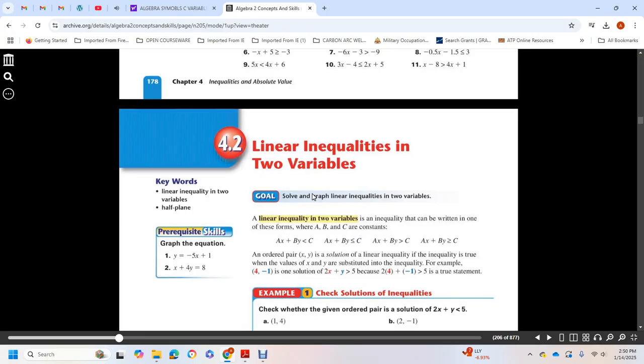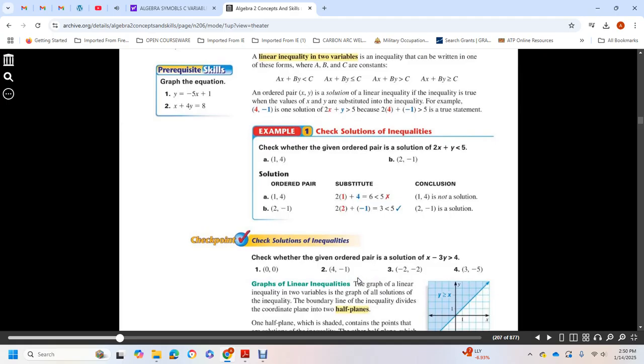For example, (4, negative 1) is one solution of 2x minus y is greater than 5. So we'd have 2 times 4 minus negative 1, which is 8 plus 1, or 9, a true statement, since 9 is larger than 5.